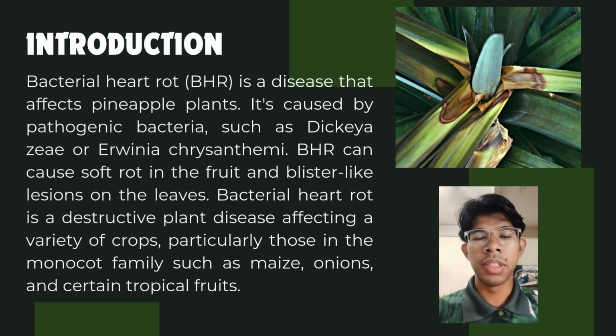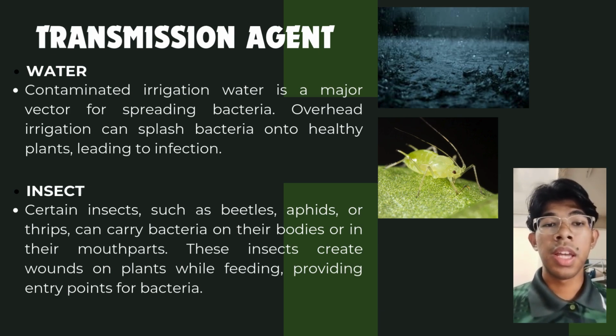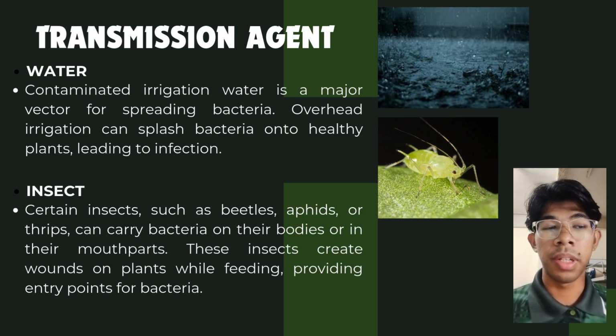Bacterial heart rot is a destructive plant disease affecting a variety of crops, particularly those in the monocot family such as maize, onion and certain tropical fruit. So the transmission agent for this disease is water. The contaminated irrigation water is a major vector for spreading bacteria.